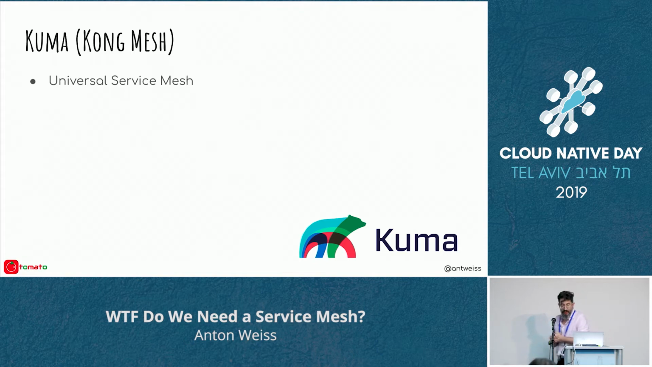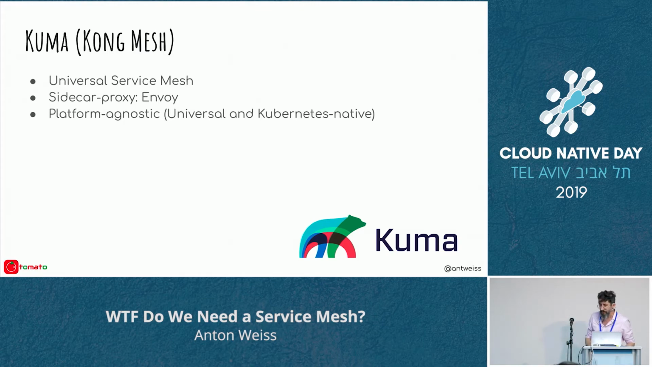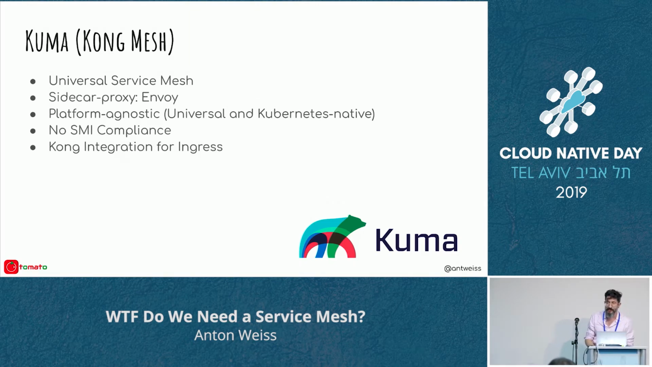Whatever. Now, the last one here is Kuma, or Kong Mesh in its Enterprise Edition. It comes from Kong, the makers of the API Gateway named Kong. Now, they pretend to be a universal service mesh, so not for Kubernetes only, but for the whole universe. Again, using Envoy as a sidecar proxy. They're talking about being platform agnostic. They don't care about SMI compliance.